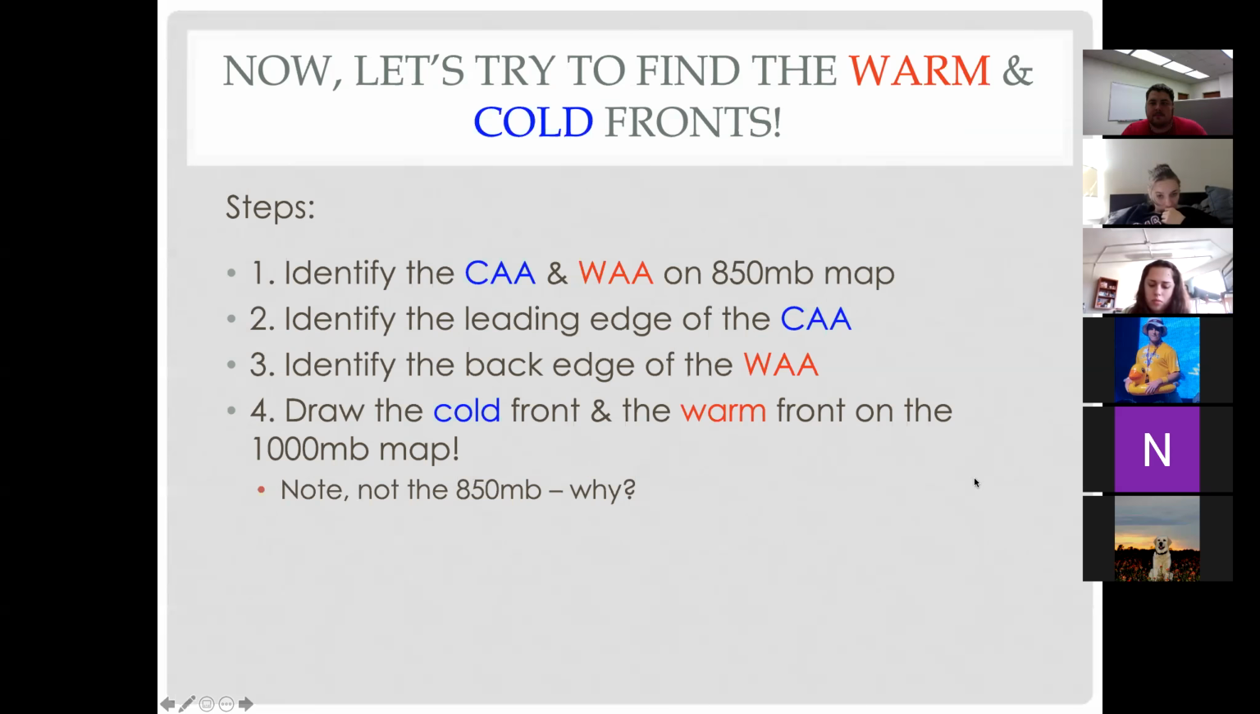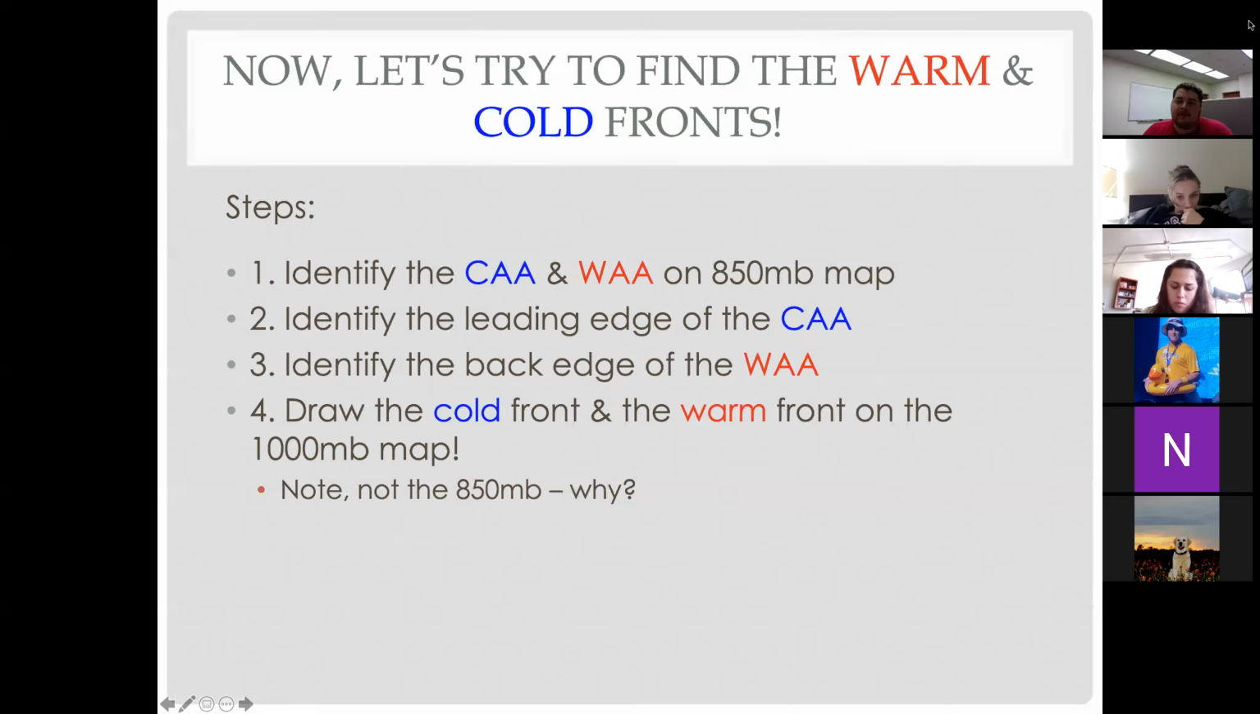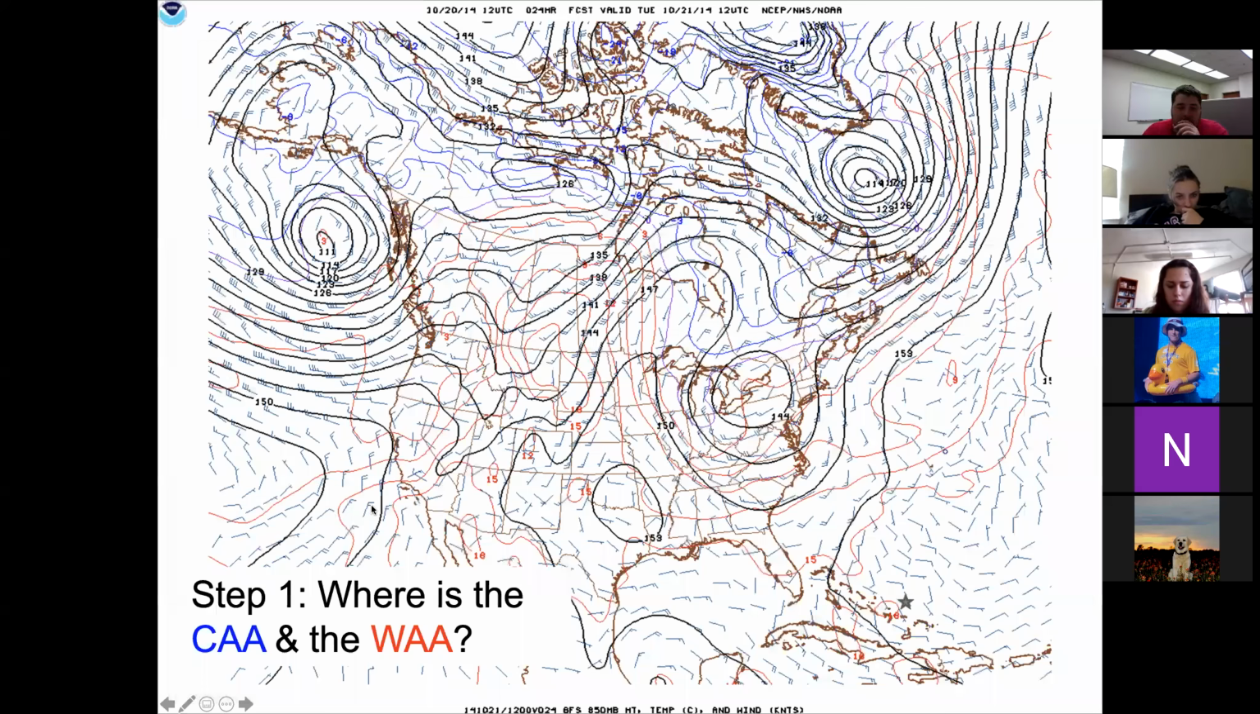Is it because it's closer to the surface? Yeah, so the 1,000 millibars is closer to the surface, so you're not able to see some of the patterns as much. So we go up a little bit higher into the atmosphere at 850 millibars, and this allows us to see the warm and cold air advection, which is sometimes harder to see on surface maps. You can definitely see the advection on the 850 millibar map.